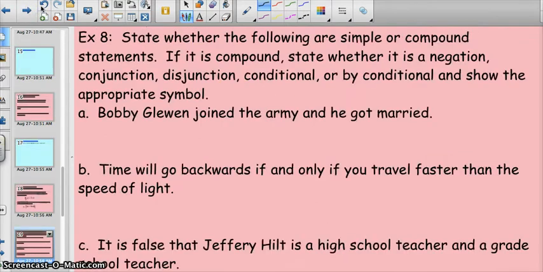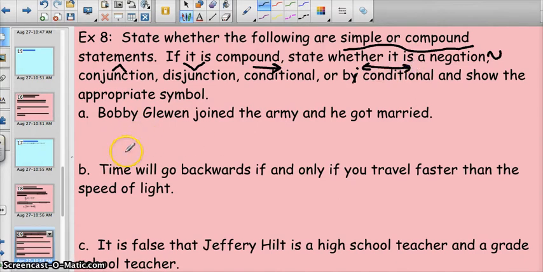So those are all examples of how to do things in symbolic nature. Now we're going to talk about how to classify things. The first thing you're going to do is tell me whether it's simple or compound. Remember, simple means there is one thought conveyed. Compound means there are two. Next, you're going to state whether it's a negation, a conjunction, which was the and, a disjunction, which was the or, a conditional, which was the if-then, or a biconditional, which was the double-sided arrow.